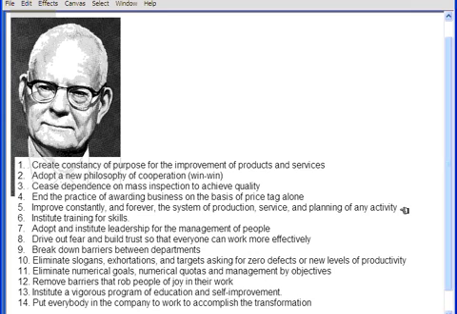Then, of course, there's constantly improve. Constantly improve and do it forever. The production system, the service, and the planning of all your activities. The goal is to improve quality and productivity and then constantly decrease cost. And then next, you want to institute training for skills on an ongoing basis. Adopt and institute leadership for the management of people.